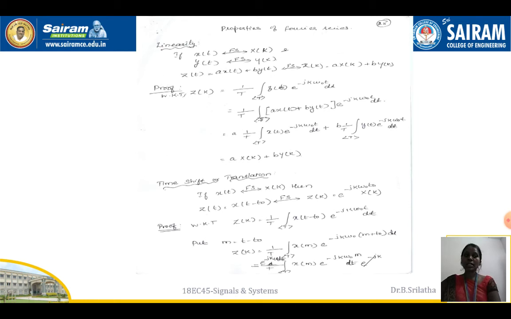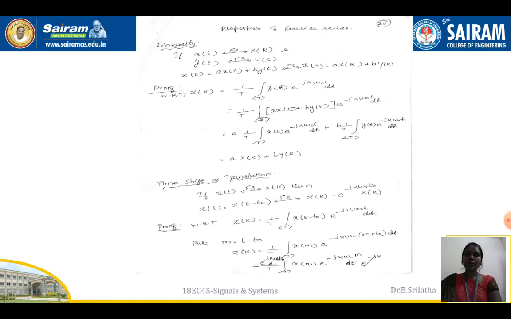We'll get z of k is equal to 1 by T integration, x of t minus t naught, which we assumed is x of m, e power minus j k omega naught, and t is m plus t naught, into dt. Now we can divide this e power expression into two. One will be e power minus j k omega naught m, and e power minus j k omega naught t naught. Since we are doing the integration with respect to t, e power minus j k omega naught t naught is not in terms of t. We can take it out of the integration, and the remaining expression is integration of x of m e power minus j k omega naught m into dt.